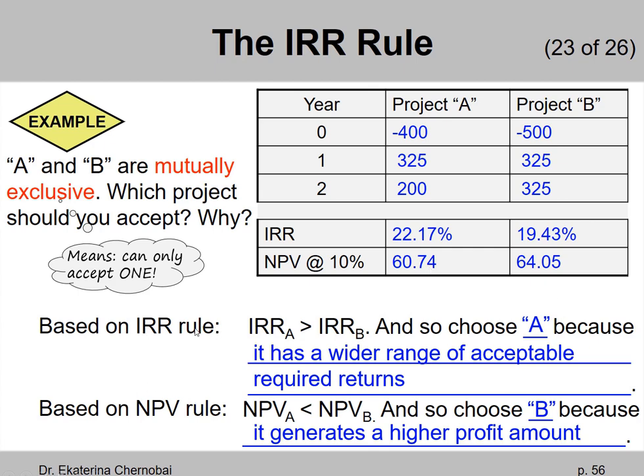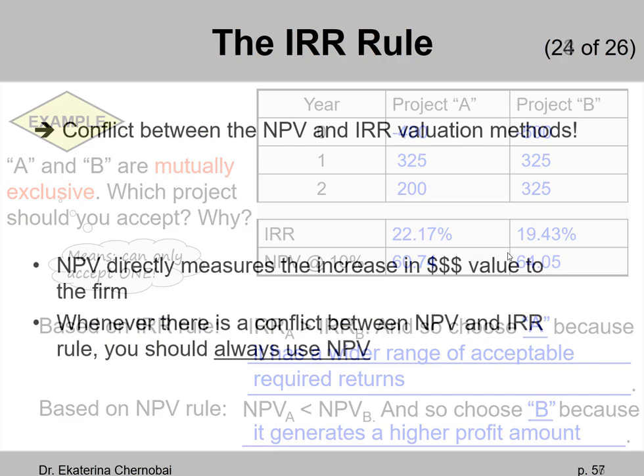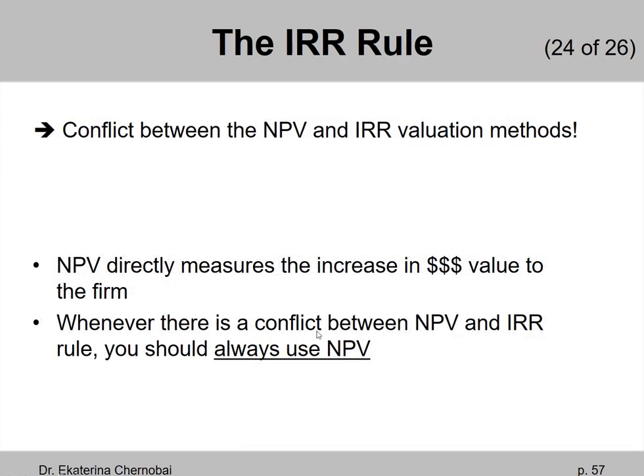So based on the IRR rule, project A is the winner. Based on the NPV rule, project B is the winner. So what do we do? The two approaches sort of contradict each other when we are applying them to comparing two competing projects. And in this case, you should always go with the net present value approach, with the recommendation that the net present value technique provides.